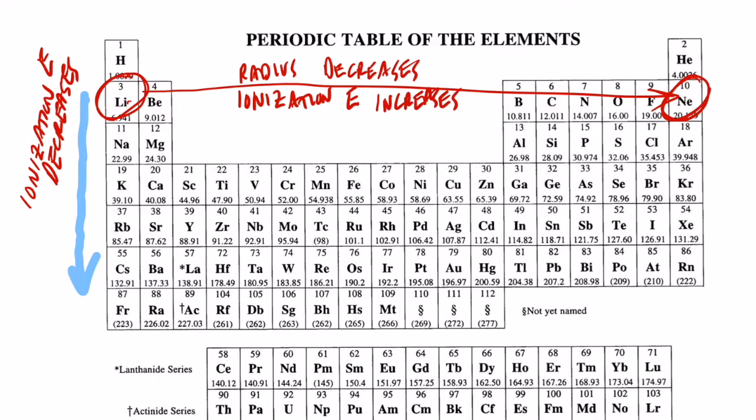Yeah, you're right, because when you go down a group, you are gaining energy levels. Lithium has 2 energy levels, sodium has 3, potassium has 4, rubidium has 5, cesium has 6, and francium has 7. When you gain energy levels, doesn't the atomic radius increase? So the ionization energy decreases because the radius increases. It becomes easier to take an electron away from atoms whose electrons, valence electrons, are farther from the nucleus.